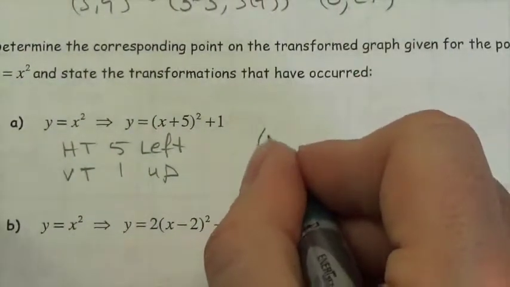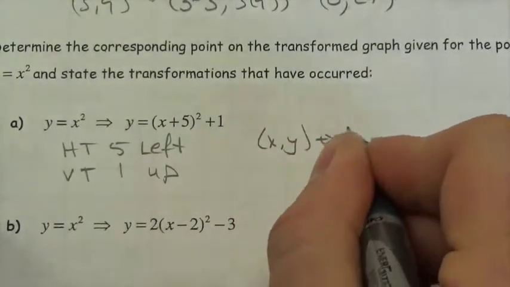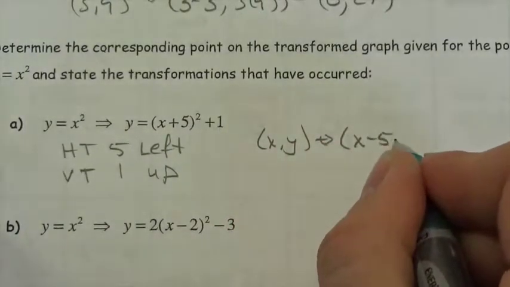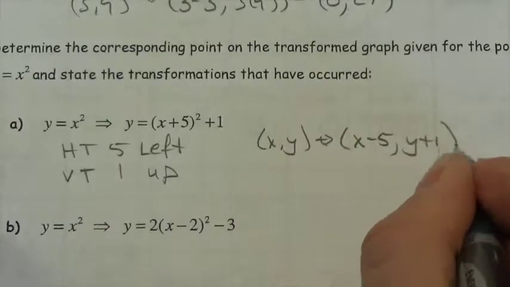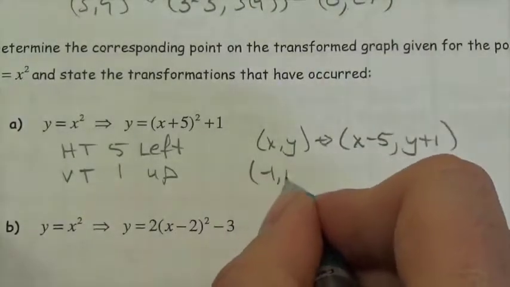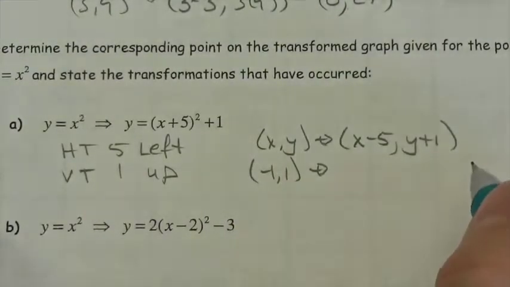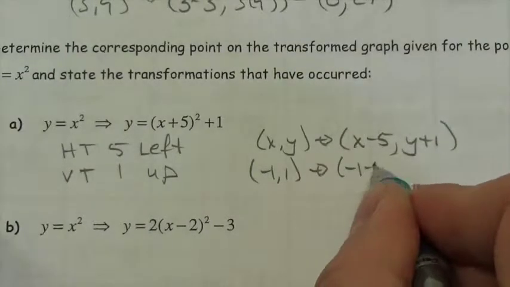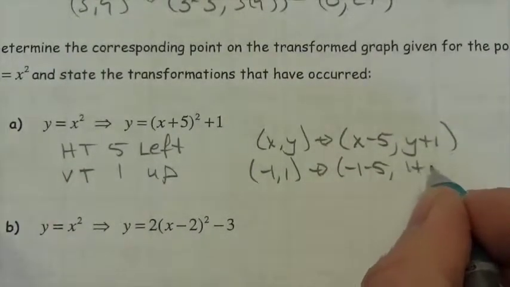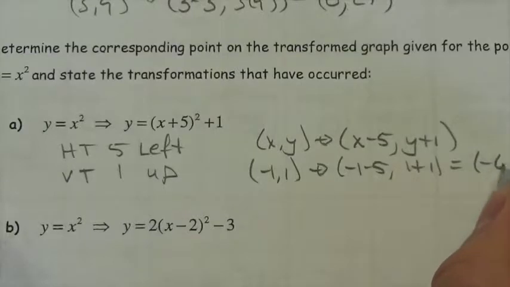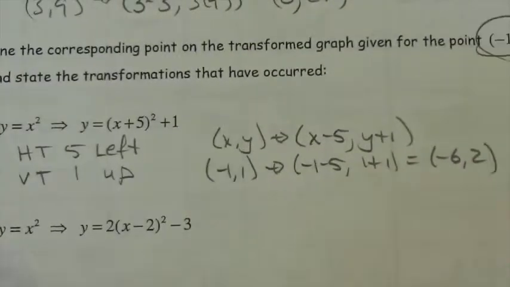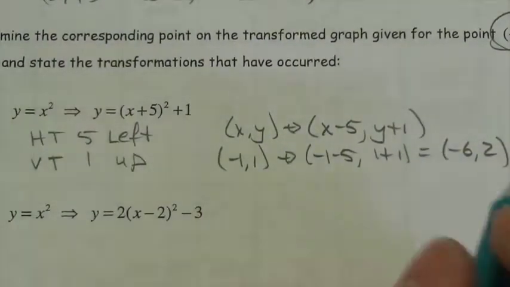So my point x, y is going to become the point x minus 5, y plus 1. And they wanted us to use the point negative 1, 1. So negative 1 minus 5, 1 plus 1. And so we are going to get the point negative 6, 2. Oops, just off the screen there. Negative 6, 2.